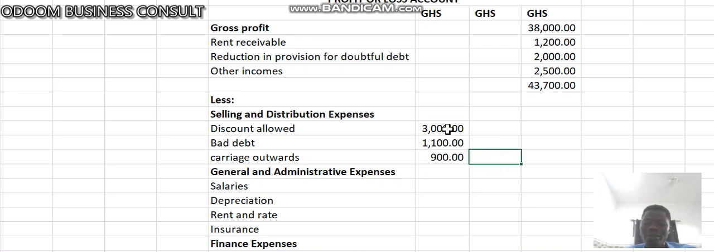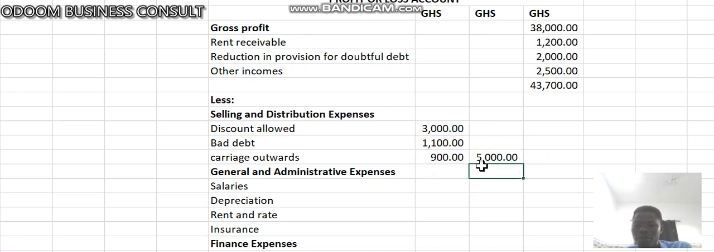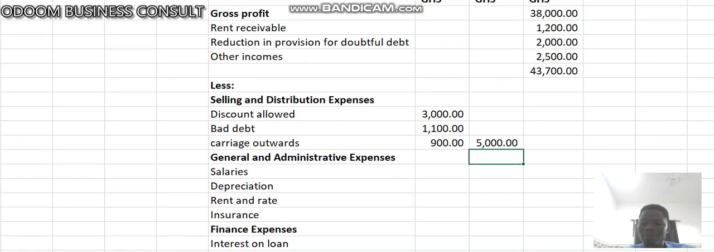So this is the total selling and distribution expenses. So let's add all of these three and then represent them here to know the total. So 3,000 plus 1,100 plus 900. That is 5,000. So a total of 5,000 Ghana cedis was incurred for selling and distribution expenses. Now let's go to general and administrative expenses.